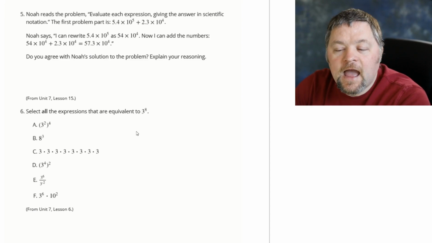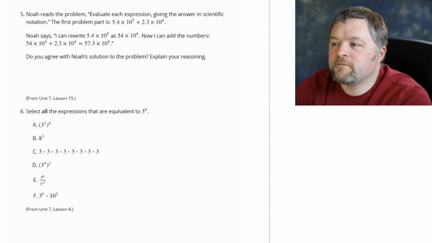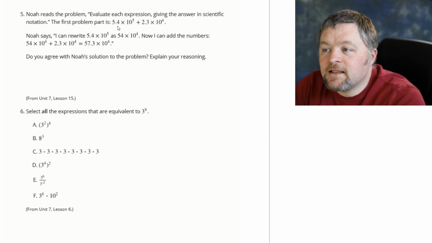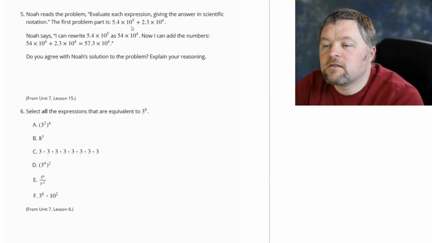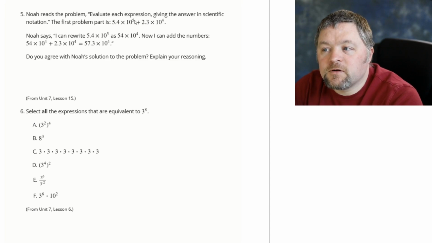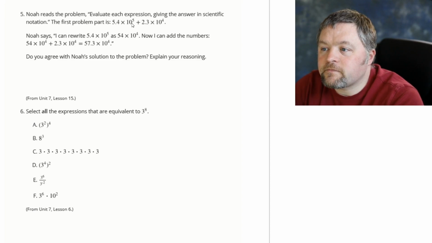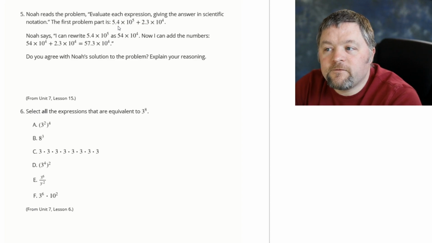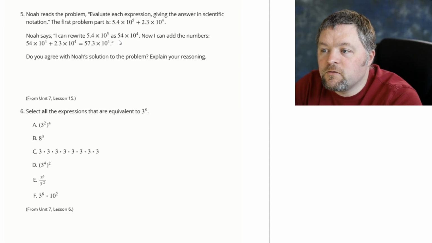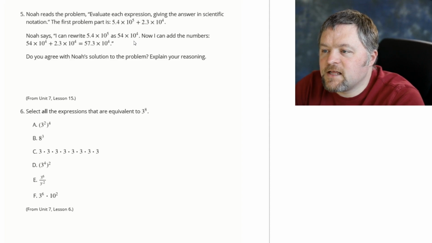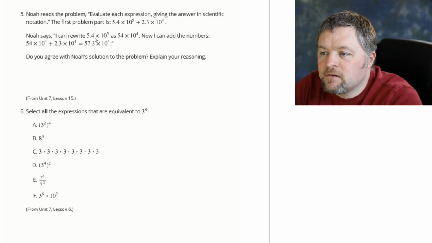This is an adding scientific notation problem. We cannot just add the numbers unless the exponent of 10 is the same. So the first thing Noah did was he converted 5.4 times 10 to the 5 into 54 times 10 to the 4. Is that a valid step? Yes.